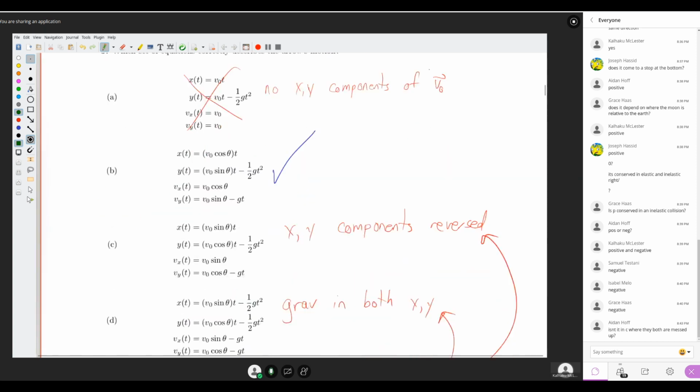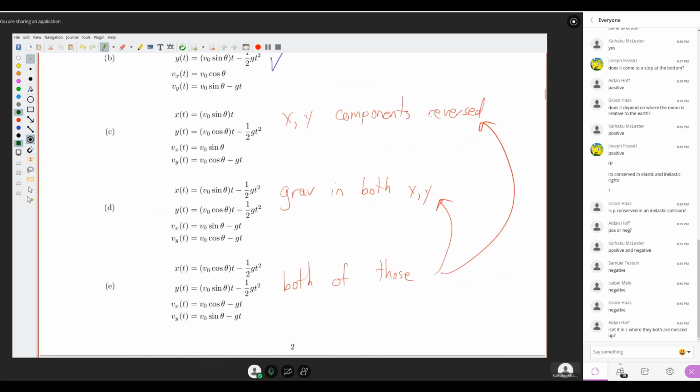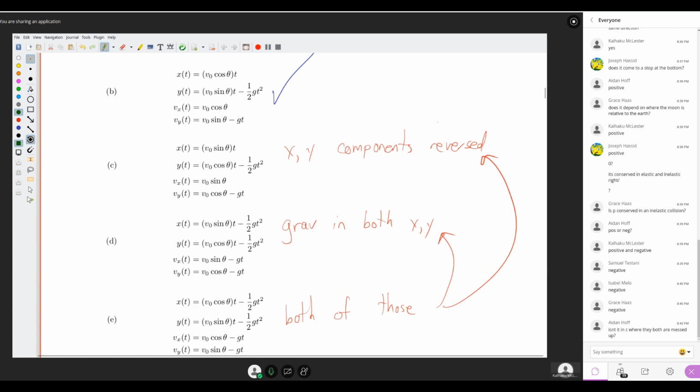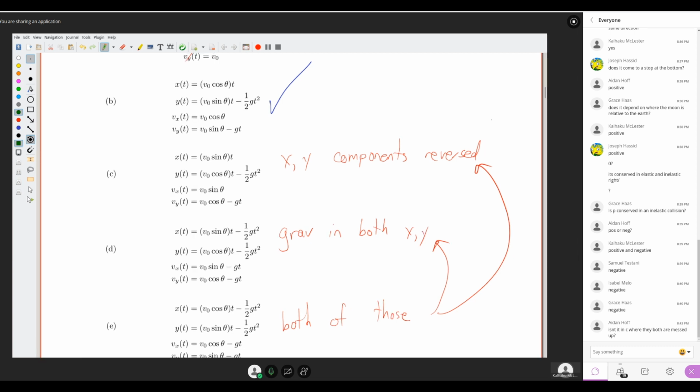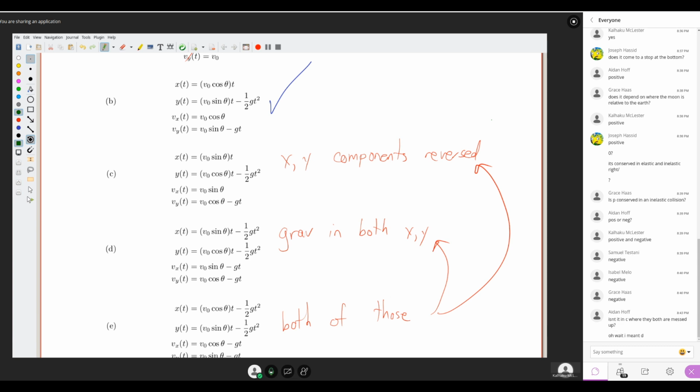Isn't it in C where they are both messed up? So in C, yes, both x and y components are messed up. So I flipped both x and y. In D, what I have done, actually, yeah, D is the one where both of them are messed up. Yep. And that. Yep, you're right.